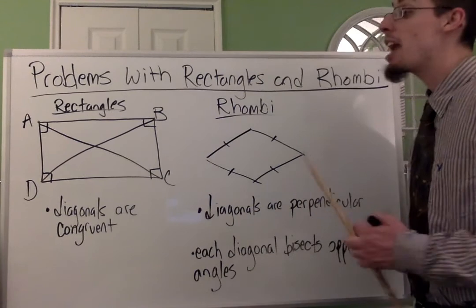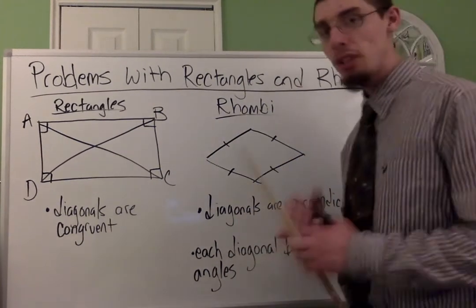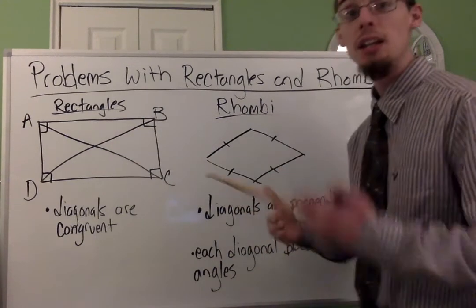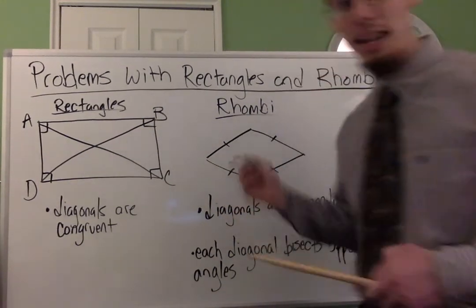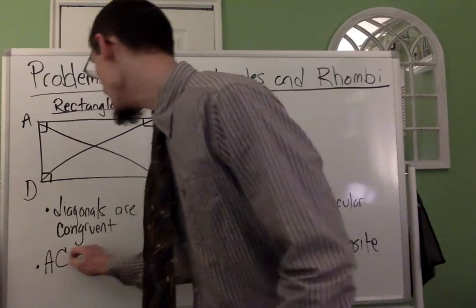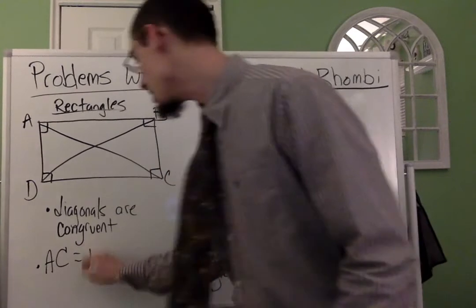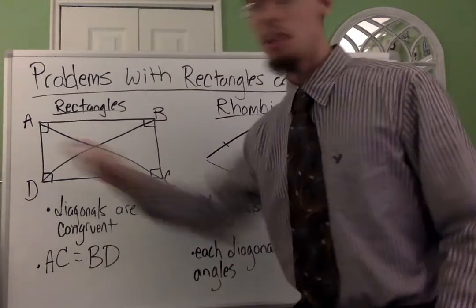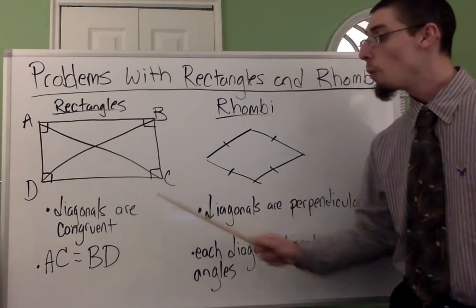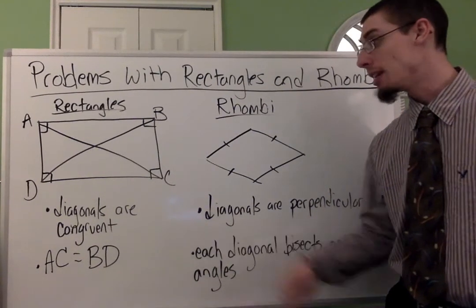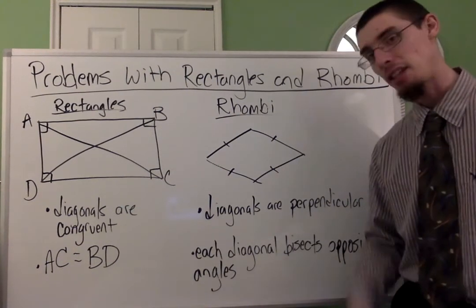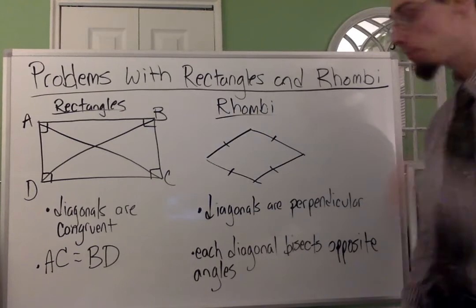So with a rectangle, every single time, these two diagonal lines are going to be equal to each other. So what I can say for sure is that AC, segment AC, equals BD, segment BD, right? So diagonals are congruent. I mean, that's pretty basic, right? We'll see an example of what I'm going to actually have you do with that later on.